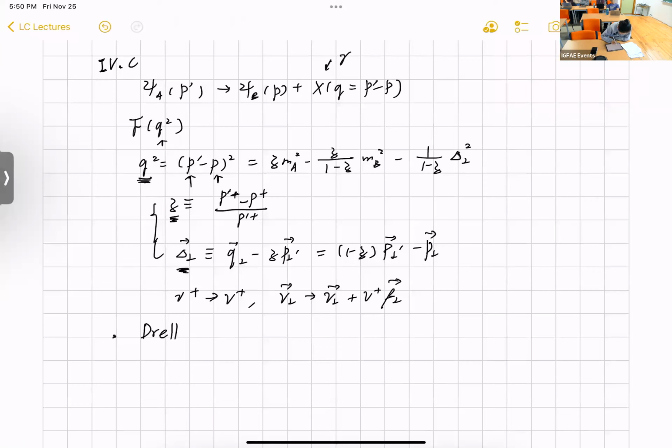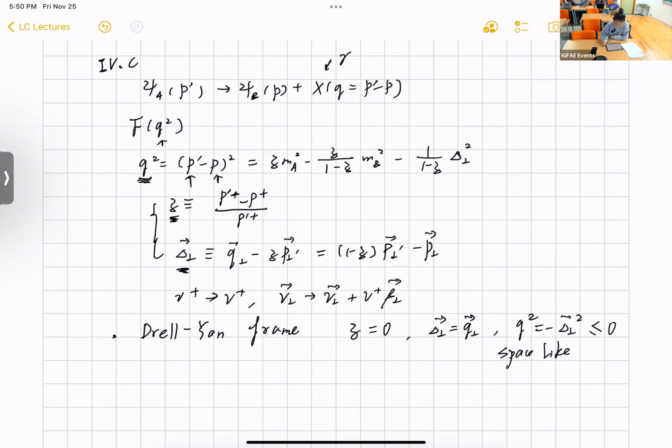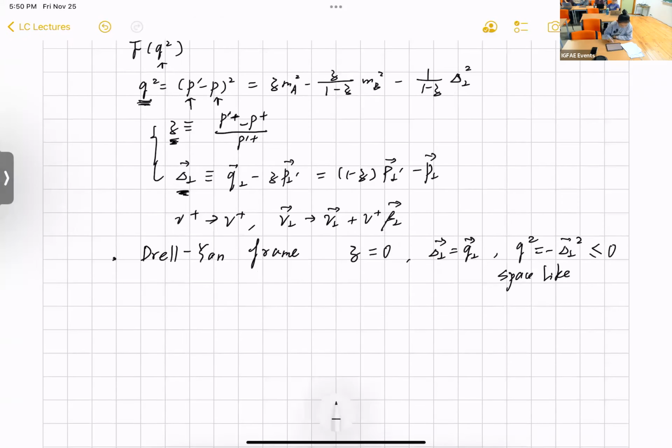You may have already heard about this many times. So in other words, the Drell-Yan frame corresponds to the case where Z equals 0. Then all your momentum transfer would be in the transverse direction. And of course, you can see here your Q square is equal to negative delta perp square. It's always smaller than 0. Meaning, in the Drell-Yan frame, you only have access to a space-like photon, if you're looking at the transition process.